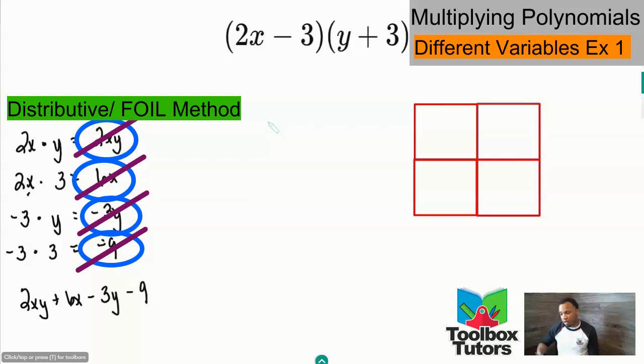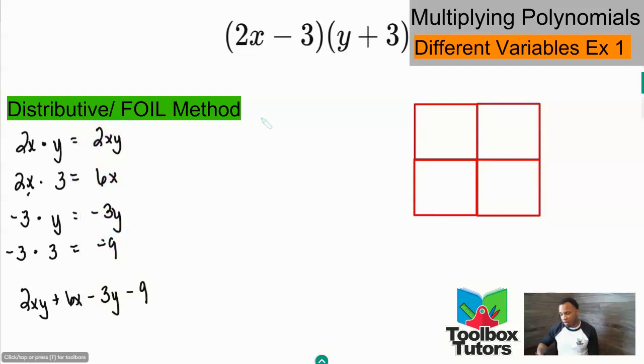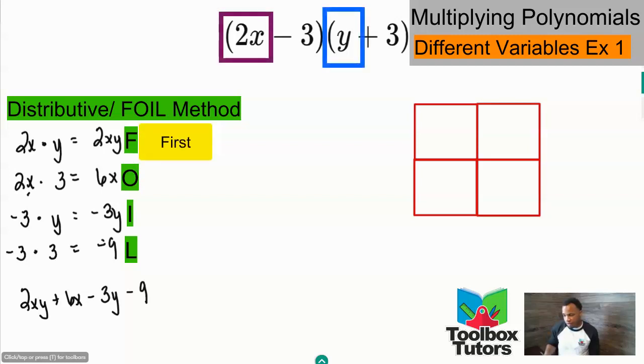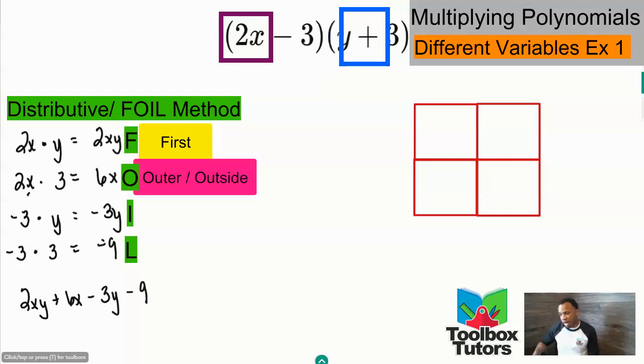Again, the reason that this is called the FOIL method is because FOIL is an acronym describing how we multiply the terms from these two binomials. F stands for first, meaning we'll multiply the first term in each parentheses. O stands for outer, meaning we're going to multiply the two terms that are on the outside of these two parentheses. That would be 2x times 3.